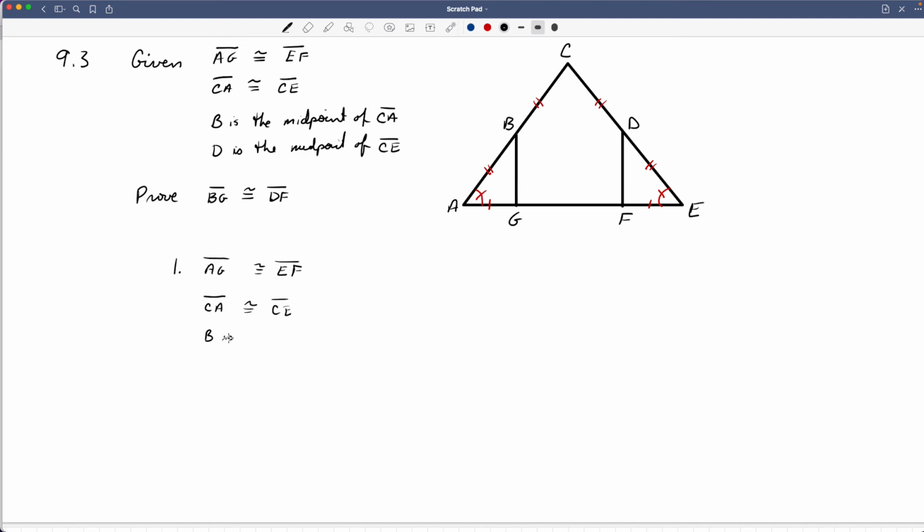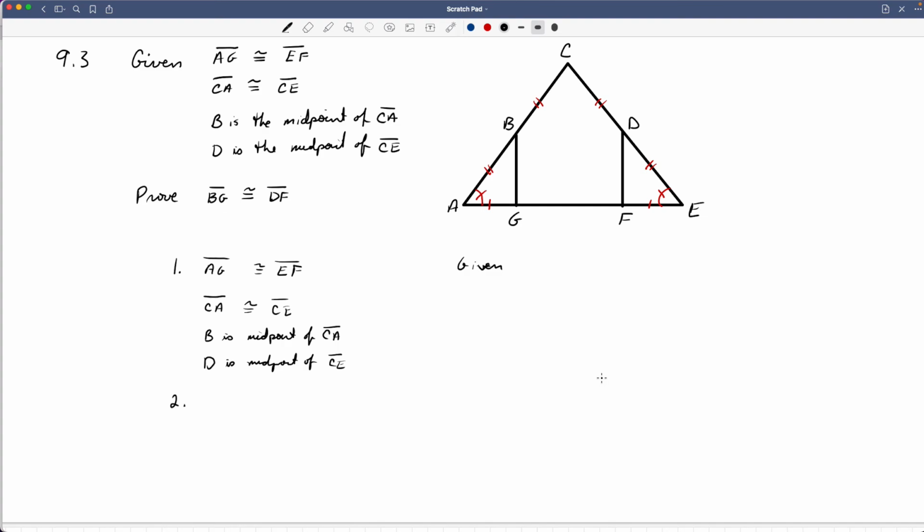B is midpoint of CA, and D is midpoint of CE. All right, so the whole thing, this is given. It's all given to us. All right, so now I can move on to number two.